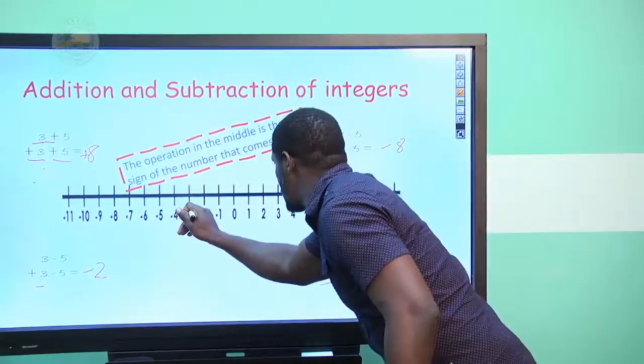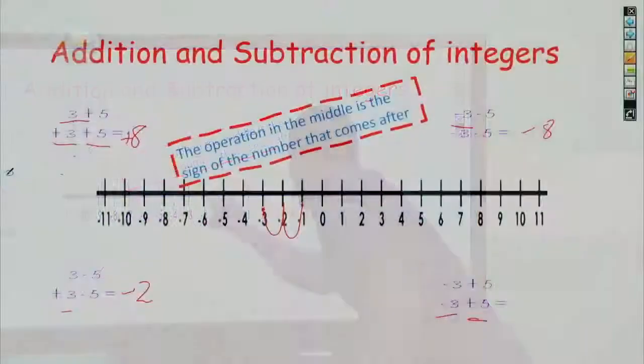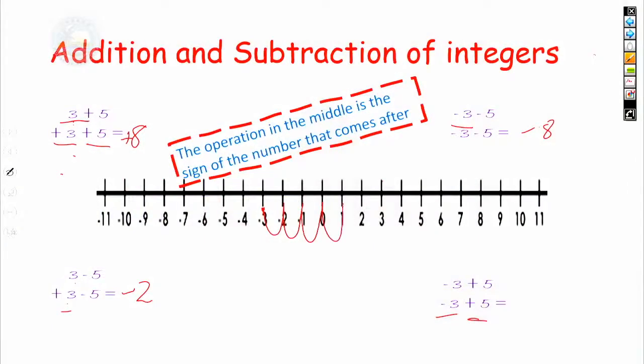So start at negative 3, and we move to the right by 5. 1, 2, 3, 4, 5. Negative 3, positive 5, or negative 3 plus 5, is going to give us 2. But again, we are doing integers, so we must put the sign. What is the sign? The sign is positive 2.